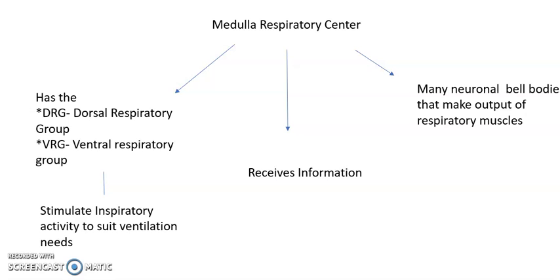We also know that there are many neural bodies that make the output of the respiratory muscles. So the medullary respiratory center is going to receive information from the receptors on temperature, blood gas levels, and the movement of muscles. Again, just to kind of gauge how our respiration should be. We know our respiration is approximately 17 breaths per minute. So how is it that this would increase or slow down, or why?